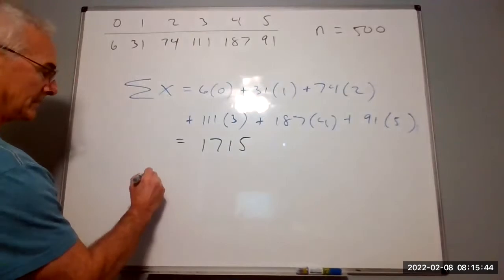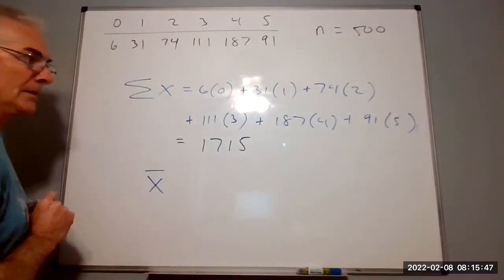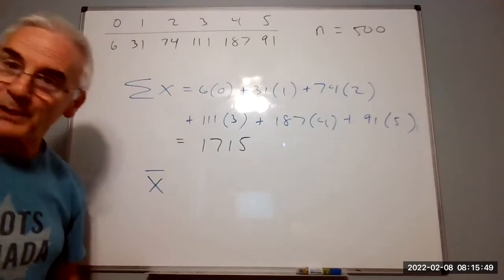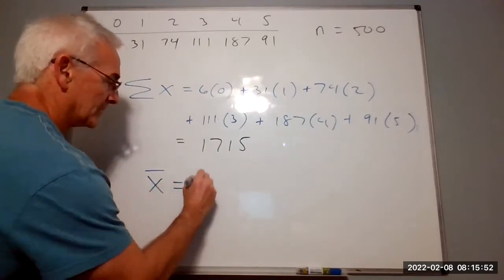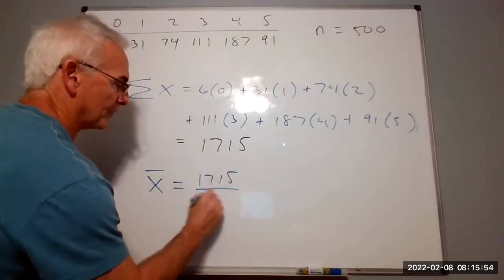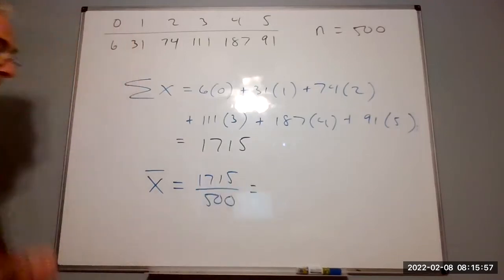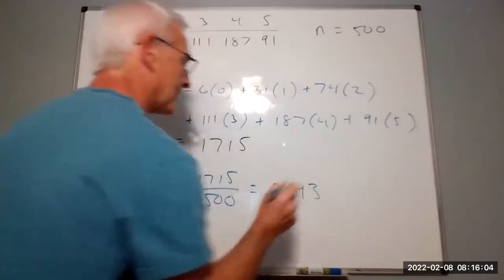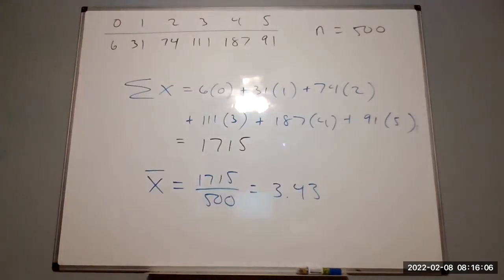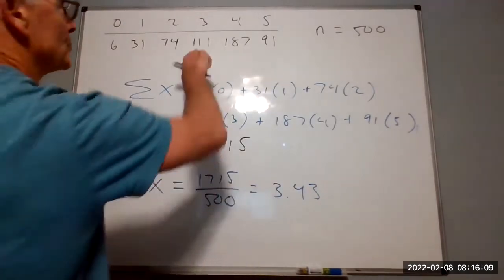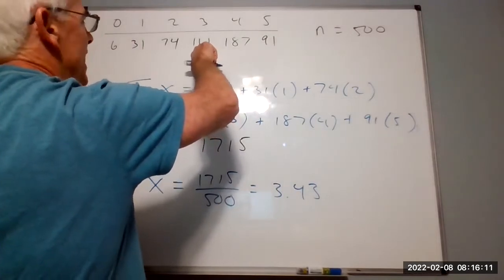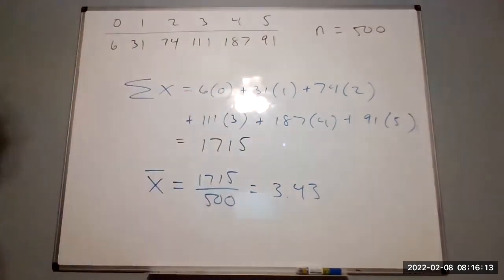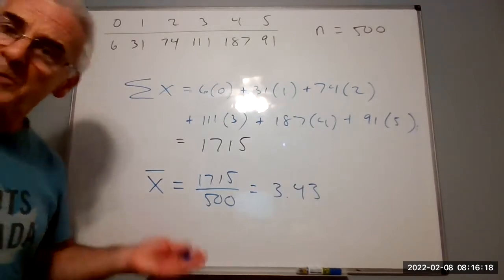So my mean, which in this case would be X bar, because I don't think this is a population of planet Earth or something, is 1715 over 500, which is exactly what? Anybody? 3.43. Now, looking at those scores, do you think that's reasonable? My average was a little better than 3. You'd say, yeah, more than half the scores were 4s and 5s. That seems reasonable. That's actually an answer that would make sense.